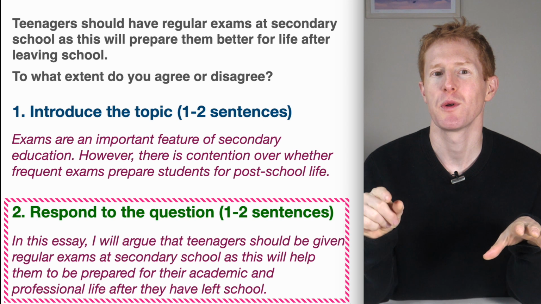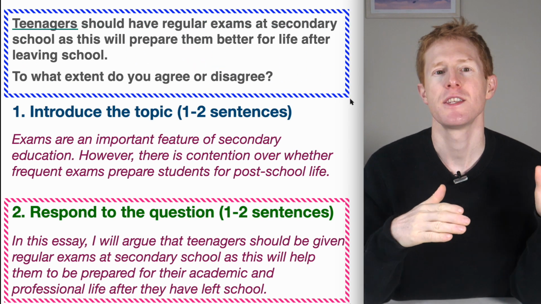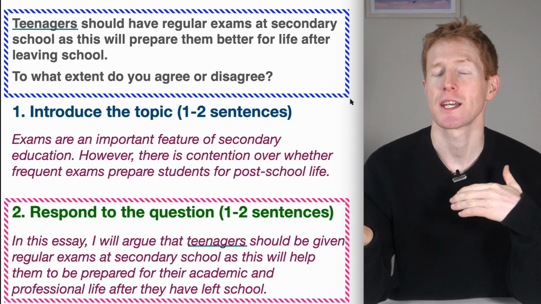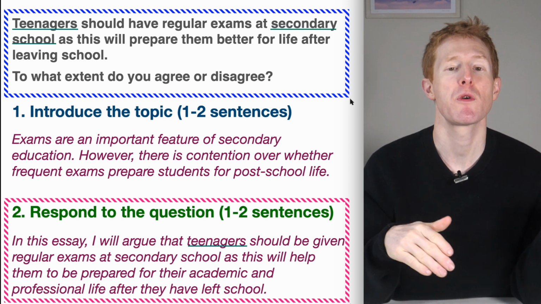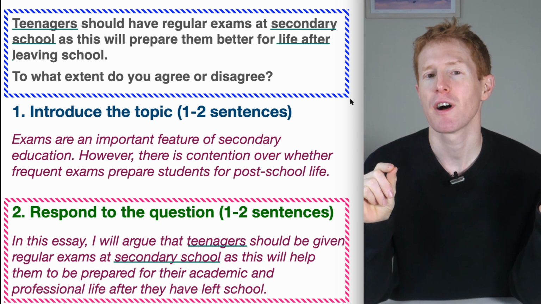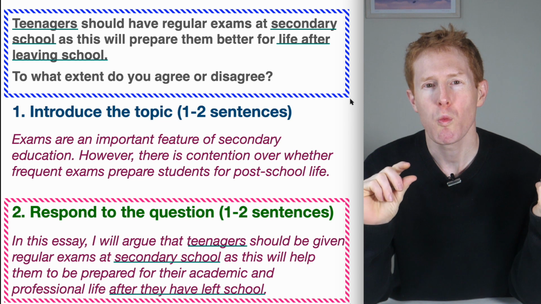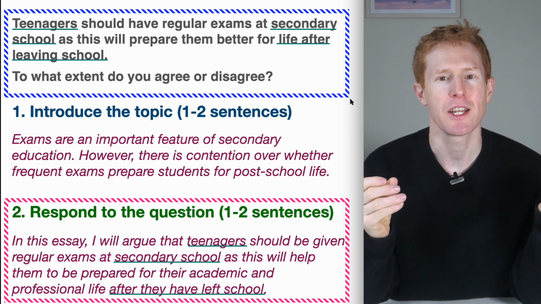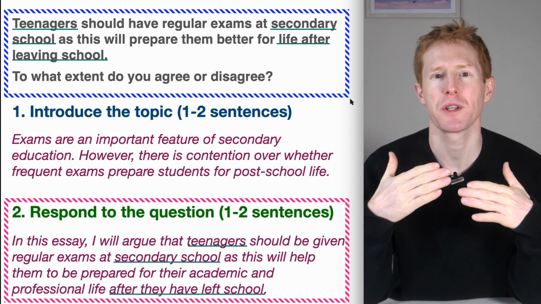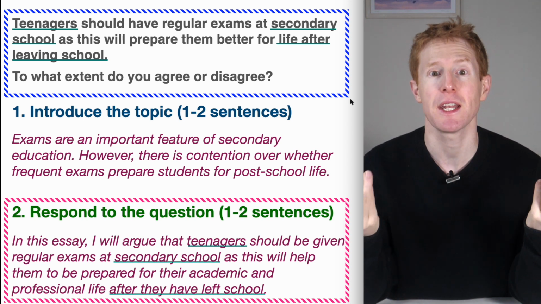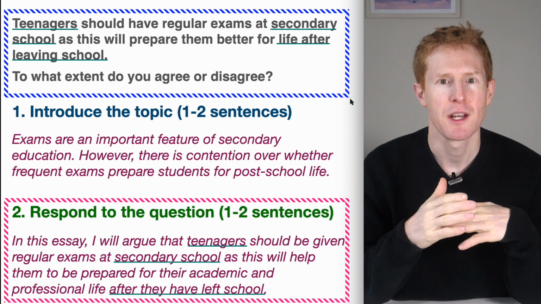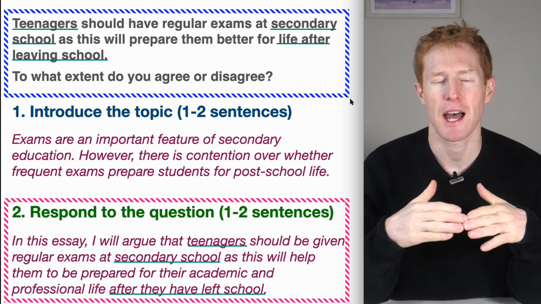So, for example, the rubric says teenagers, and in our introduction, we write teenagers. The rubric says secondary school, and we write secondary school. In the rubric, it says life after leaving school, and we just changed this slightly to after they have left school. So we make sure there is no change in meaning. We use the same phrases because we want to show the examiner that we fully understand the question.